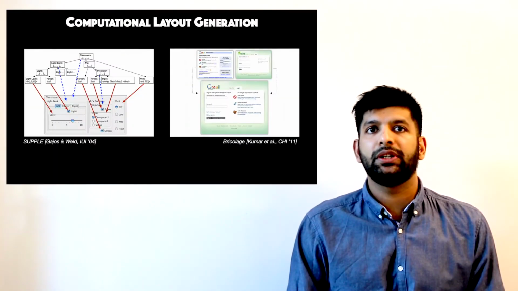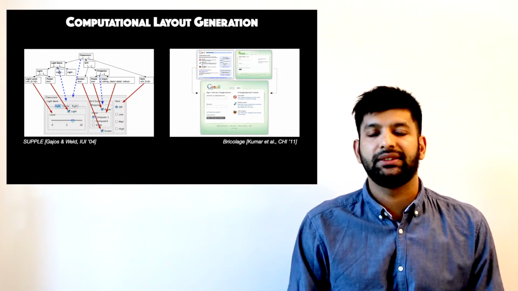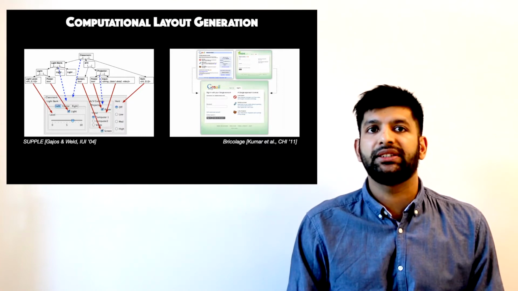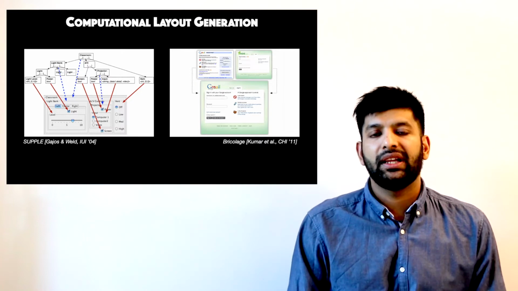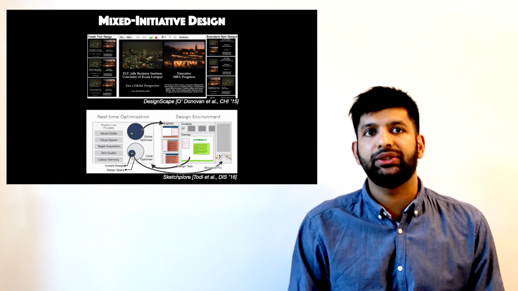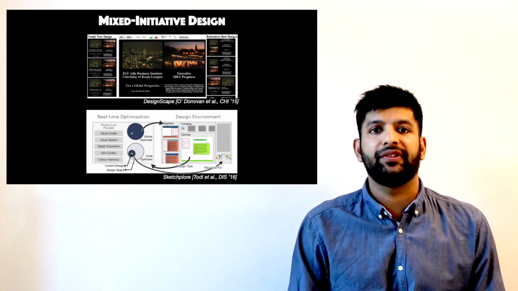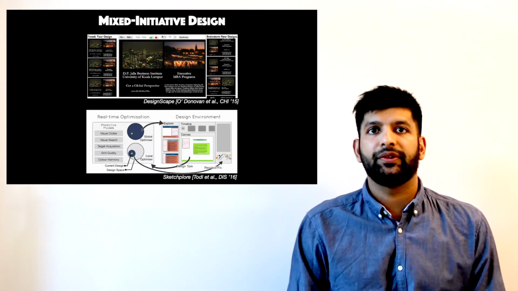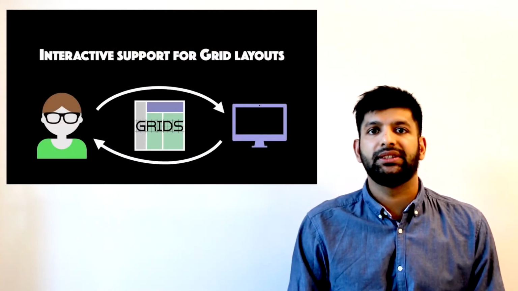Computational design of layouts is not entirely new. Just to give you a couple of examples, Supple looked at how a UI specification could be automatically converted to valid UI designs. Bricolage, on the other hand, showed a method for creating new designs by remixing content and style from existing designs. Unlike these fully automatic approaches, Mixed Initiative Design has looked at how design tools can actively guide designers by providing suggestions. In this work, we look at providing real-time support for grid-based layout design.